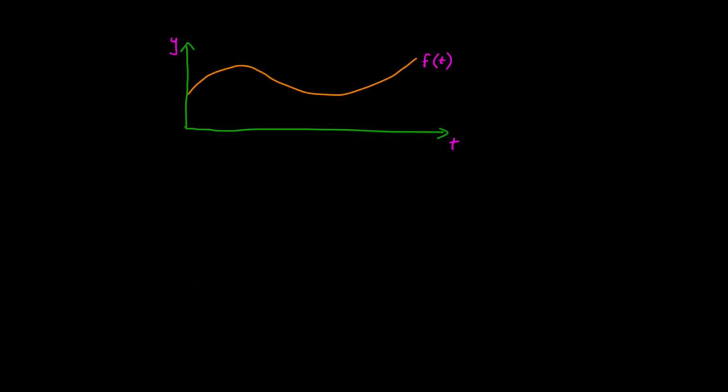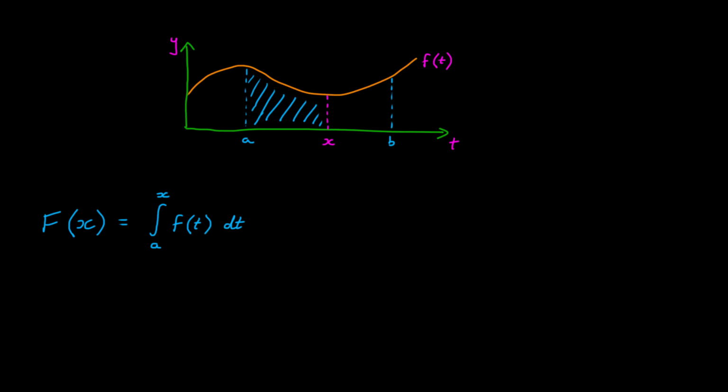To start, let's imagine that we've got some function f of t, and this function is continuous over the interval a to b. We now imagine a point x that lies within the interval a to b. We're now going to define a function that tells us the area under the curve from a to the point x. Our function capital F of x, then, is the integral from a to x of the function f of t dt. If we take the derivative now of both sides of this equation, we get that d/dx of F of x is equal to d/dx of the integral from a to x of f of t dt.